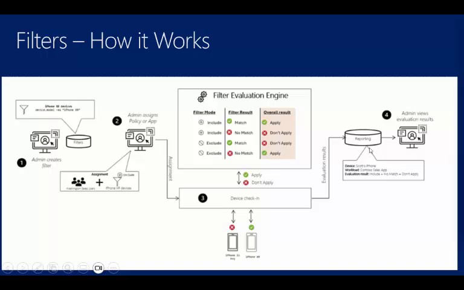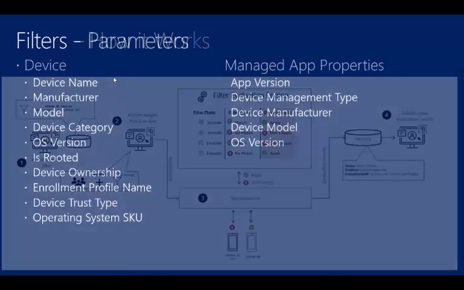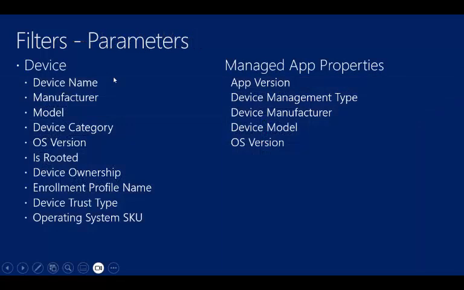And then the process goes forward. We go ahead and apply those policies and so on at step 4. Right, pretty easy. Now, a couple more things. When we think of filters, there are only certain parameters that we can use, and they're broken down by device filter options and then also managed app properties that you can use, as you see on the screen.